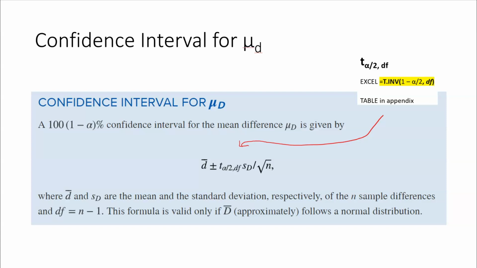Now in this formula, this D bar is the mean difference, and this is the standard deviation of the differences. And the critical T value there, just a reminder of how to get that.